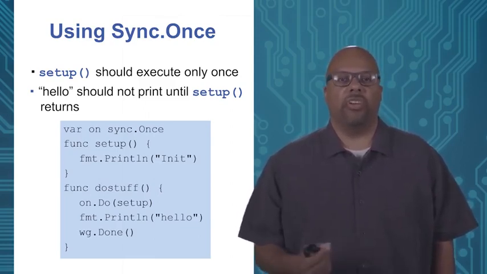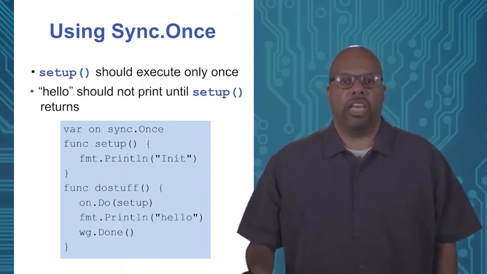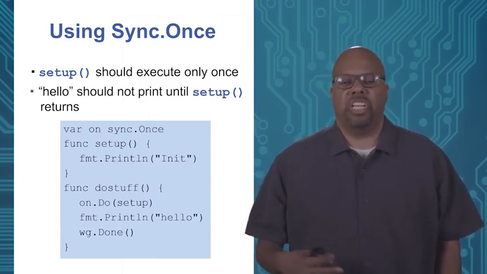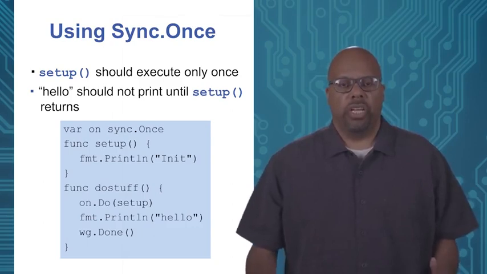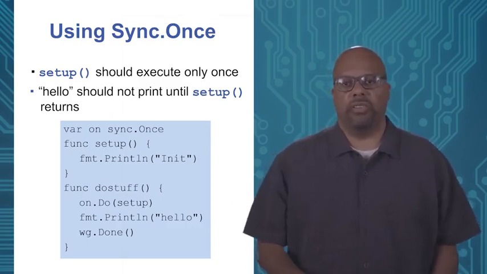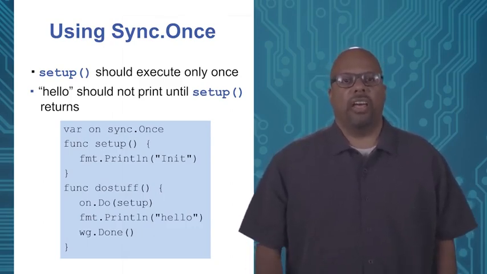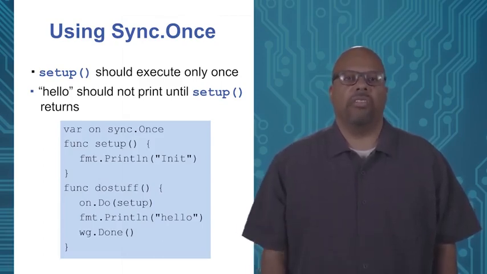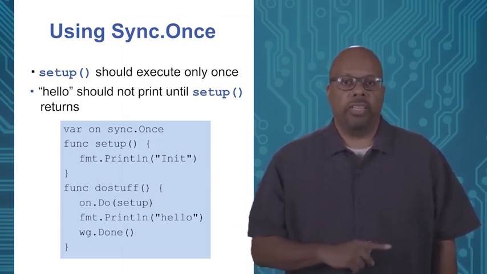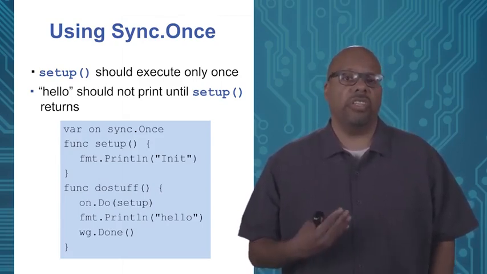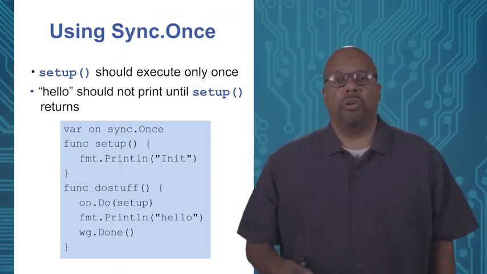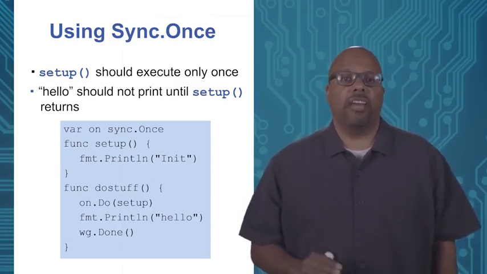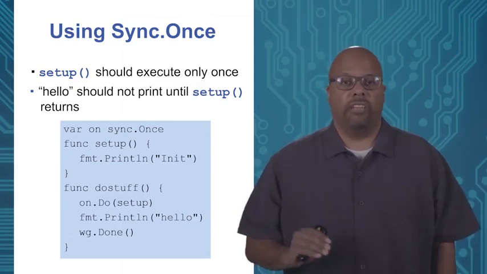The first thing it does is call on.Do(setup). Then it says print hello. So we should see hello printed twice on the screen at some point because there are two Go routines. Then it calls wg.Done to let the wait group know that this Go routine is finished. Notice that both of these Go routines are executing the same code, doStuff, so both have this on.Do calling setup at the beginning, right?